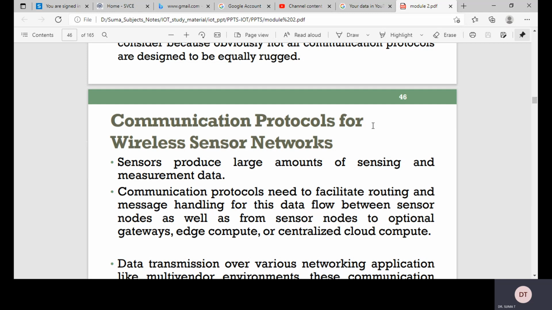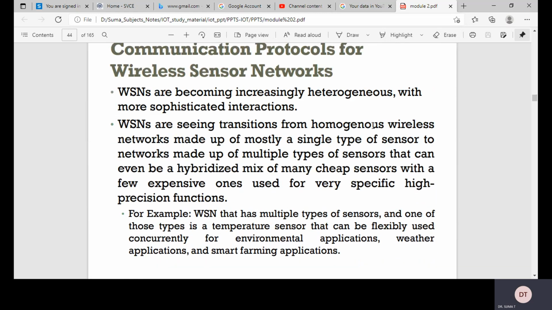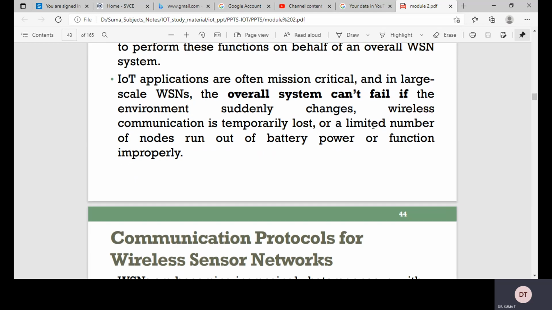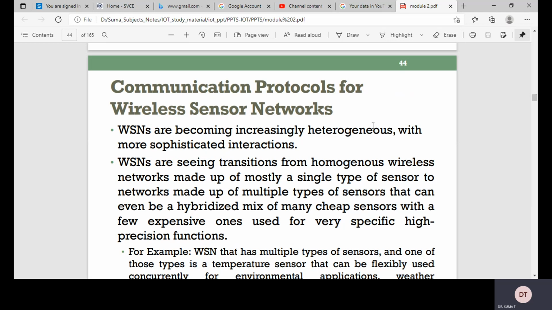Since sensors produce large amounts of sensing and measurement data, and wireless sensor networks are often deployed outdoors in harsh and unpredictable environments, this adds yet another variable to consider, because obviously not all communication protocols are designed to be equally rugged. So this is all about smart objects, wireless sensor networks, and the communication protocols for WSNs which we are going to use.